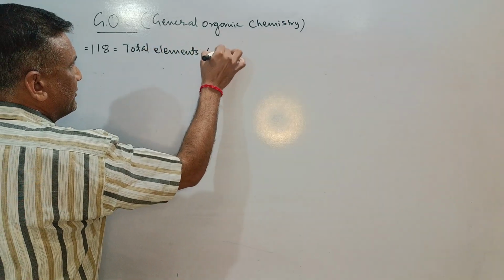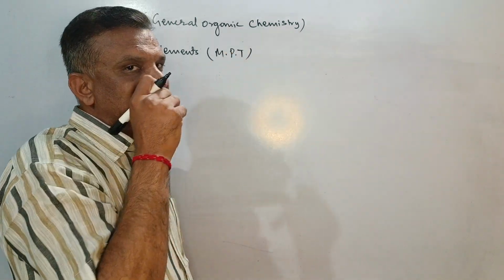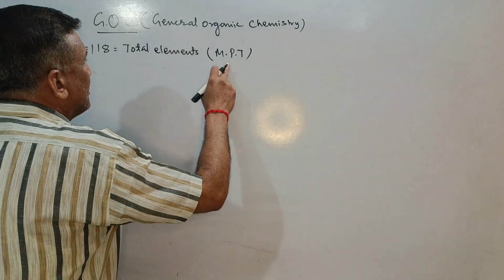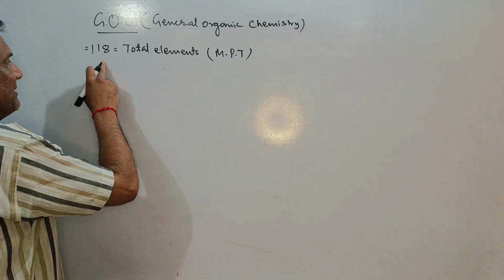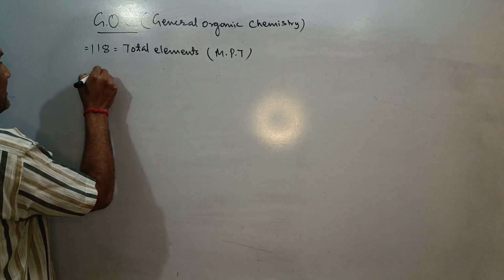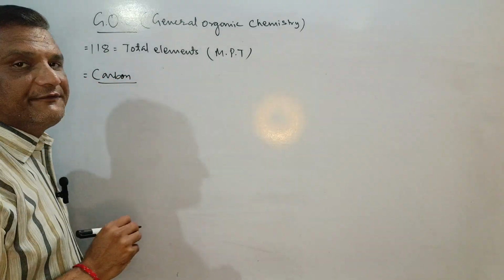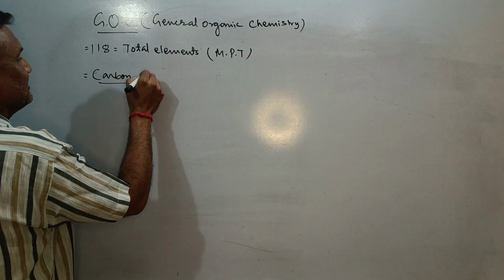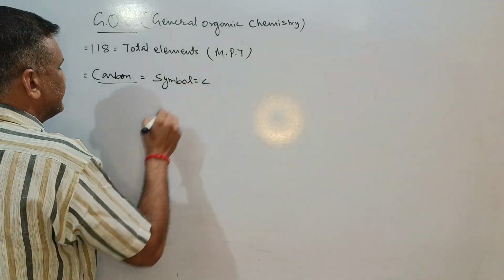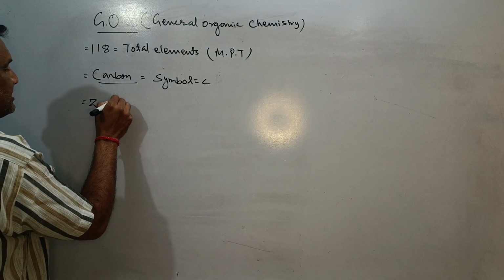According to modern periodic table, MPT means modern periodic table, which was proposed by Bohr. So according to modern periodic table, there are 118 elements, and out of them one of the element is your carbon. This is the carbon. Its symbol is your C. Atomic number, Z means atomic number, it will be your 6.